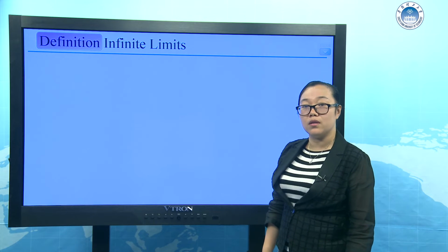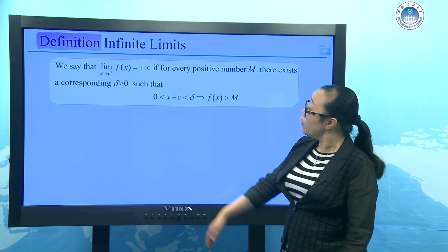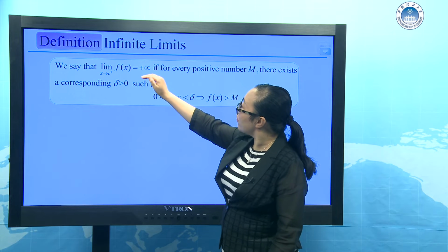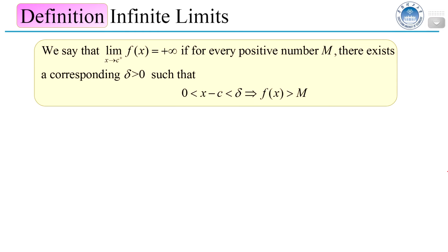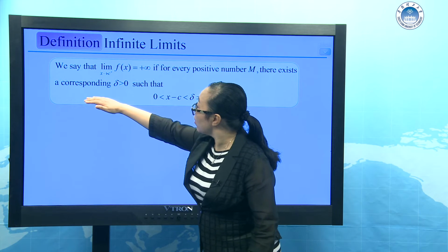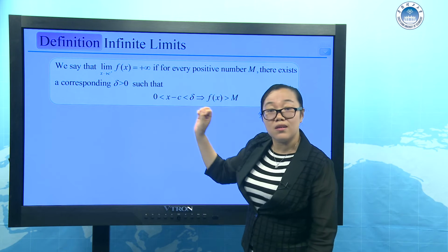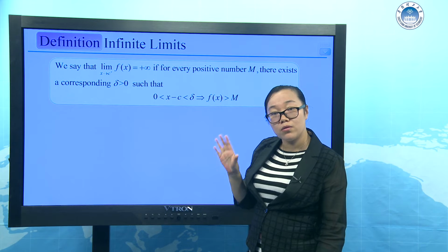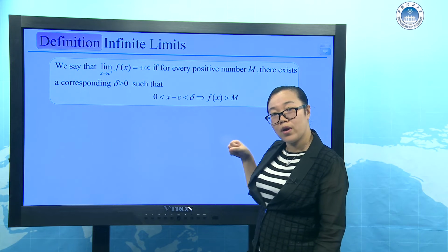Look at this definition. In finite limits, we select the limit of f(x) as x tends to c. Pay attention to c plus. How to express? x tends to c plus. At this time, the limit equals positive infinity, if for every positive number capital M, there exists the corresponding delta greater than 0, such that x tends to c from the right hand.